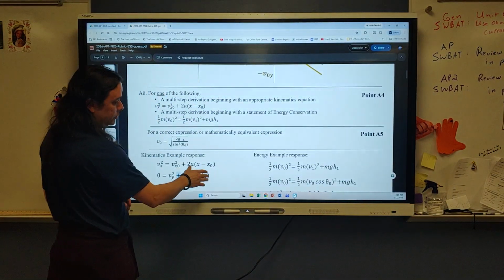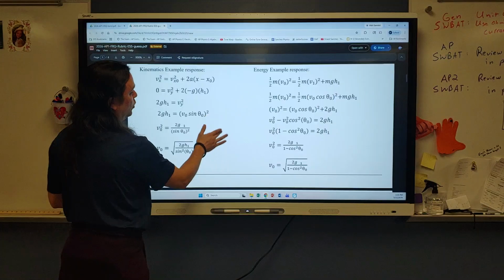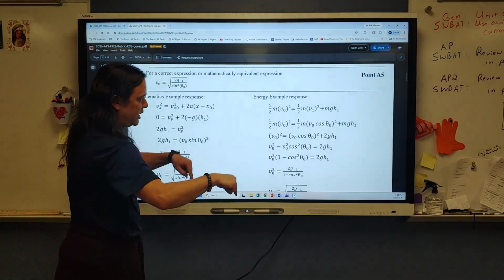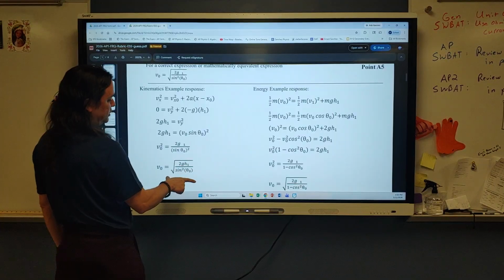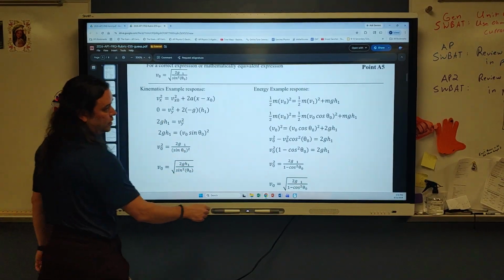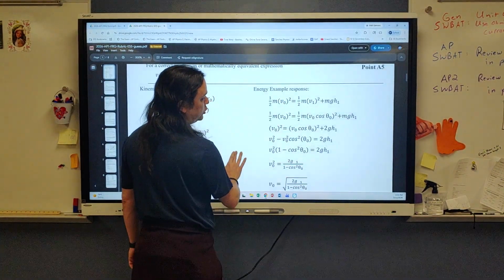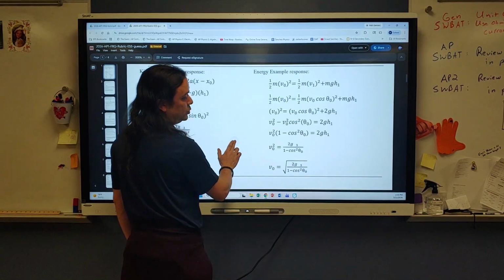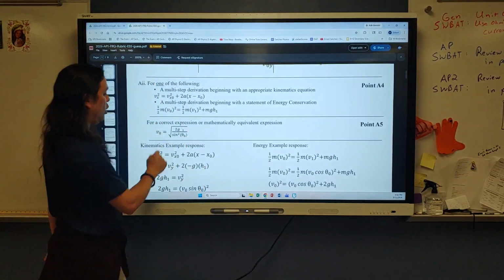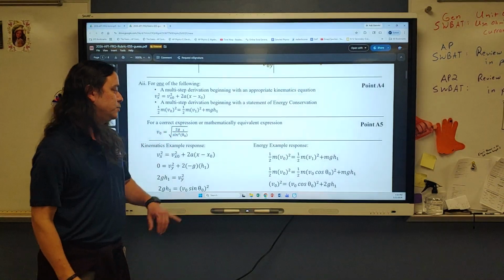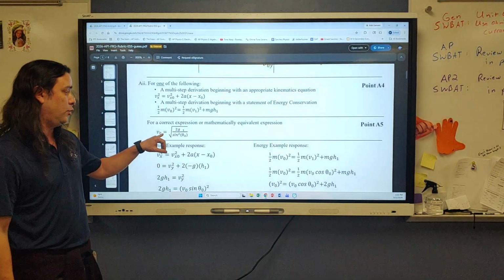You're welcome to take a look, I'll try and link this as well in the comments down below, but for the actual grading, I have example responses for both kinematics, which we just worked through here, and I also have an example that walks you through what I think it would look like if you did this with energy conservation. The second point, I'm going to go ahead and claim that it is for a correct expression or mathematically equivalent to the correct expression.